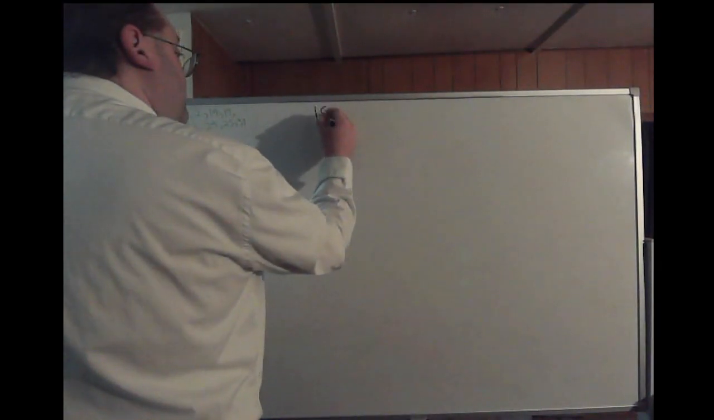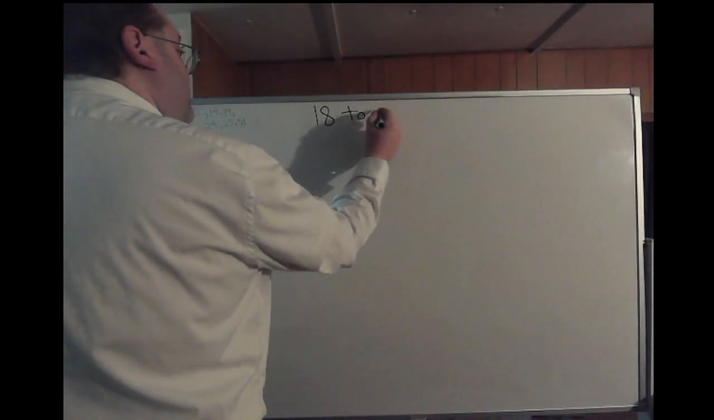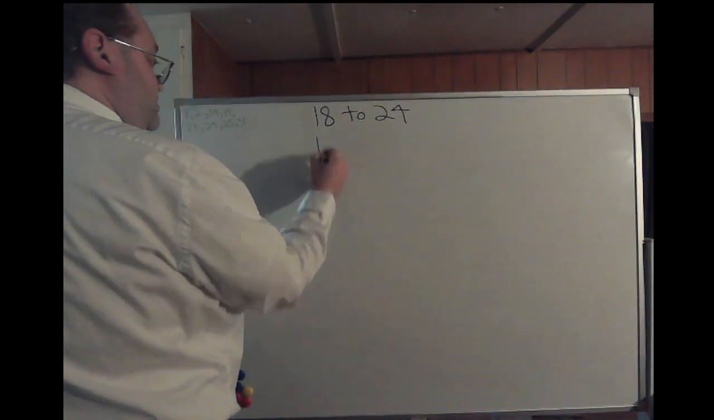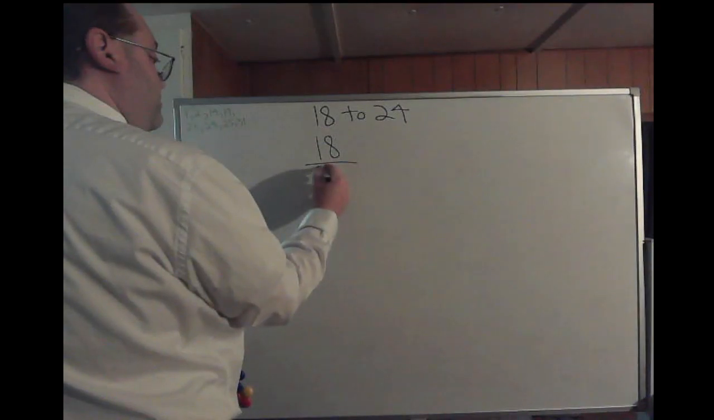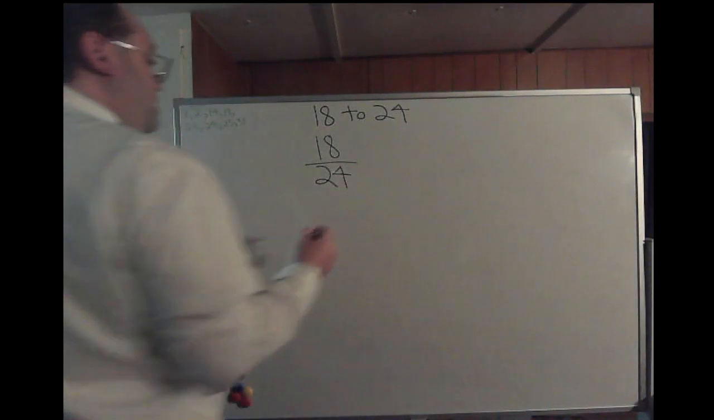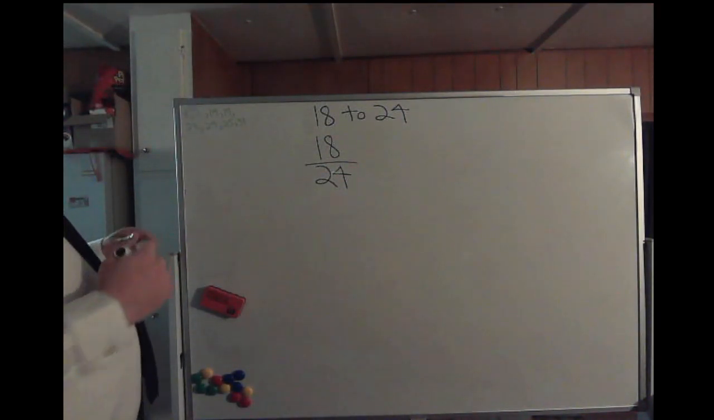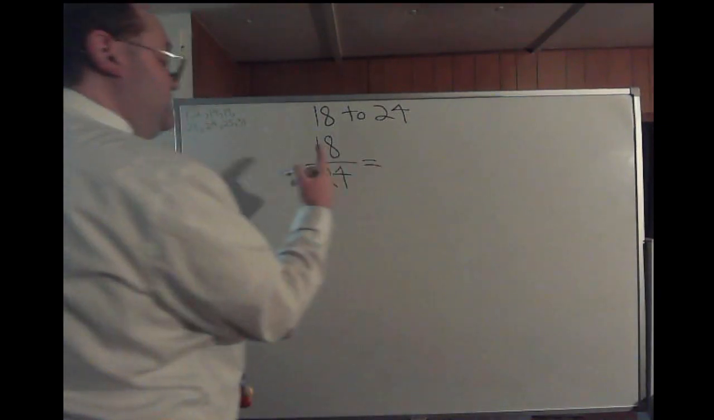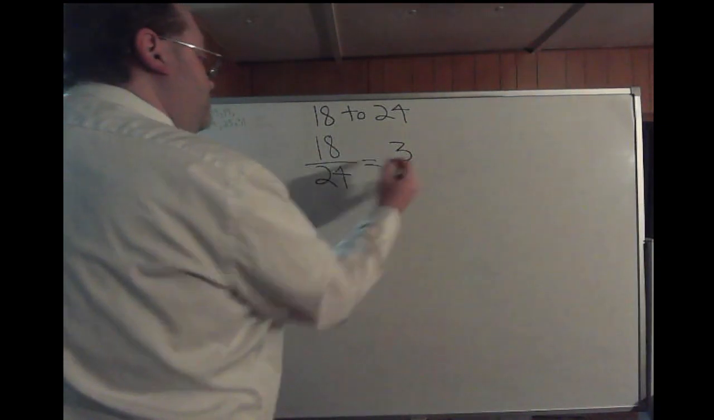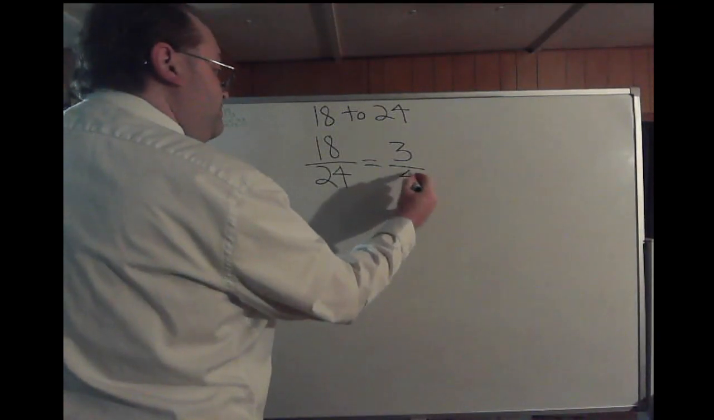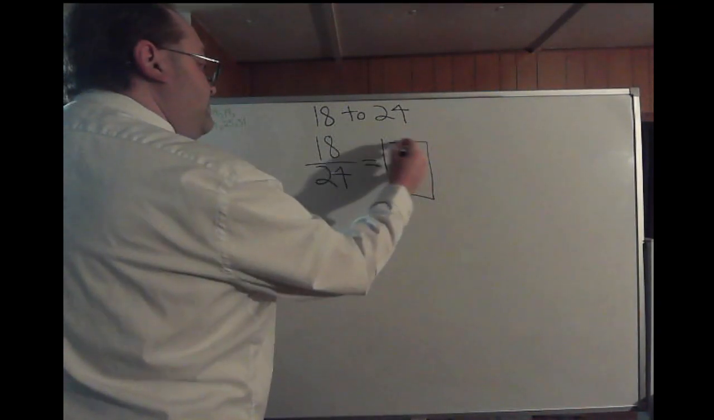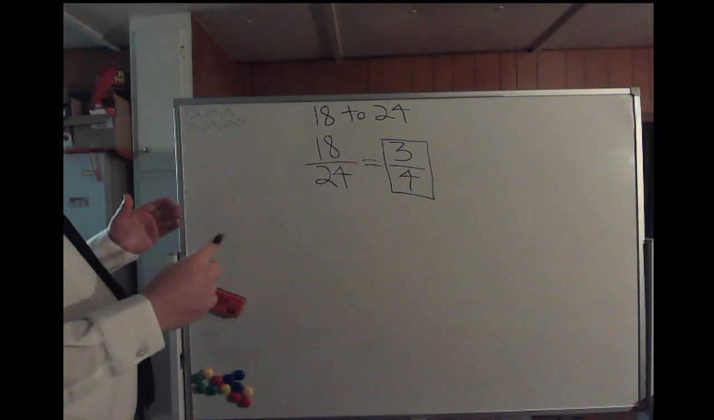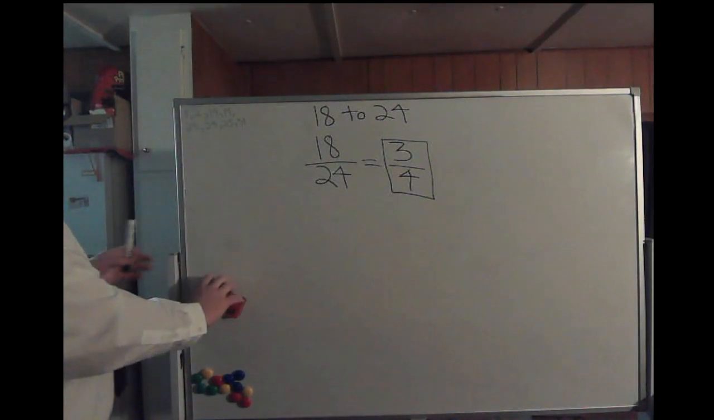Alright, we have 18 to 24. So 18 in your numerator, 24 in your denominator. What do they both have in common that you can factor out? They both have a common 6. You divide 18 by 6, you get 3. Divide 24 by 6, you get 4. So the ratio of 18 to 24 is the same as the ratio of 3 to 4 if you simplify it.